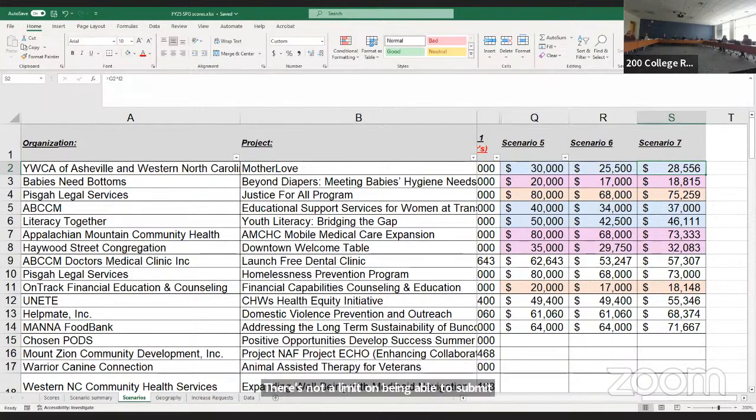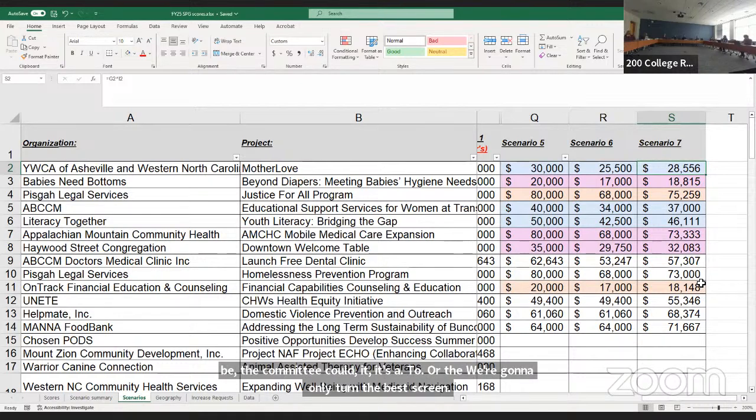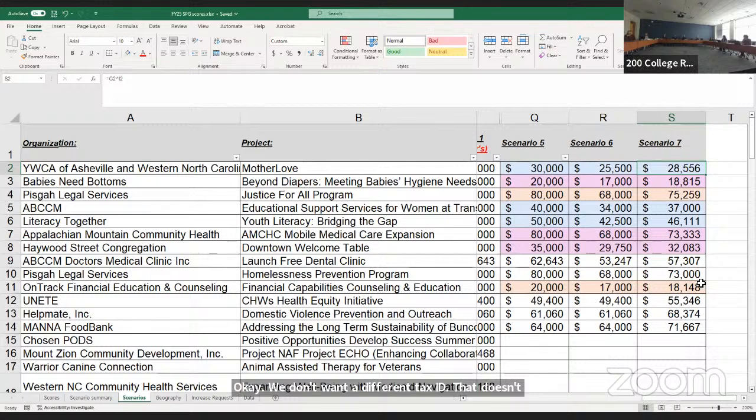The committee could say, oh, we want to institute that rule for next year, because we have too many applications. Or the committee could say, we're only gonna fund the best scoring one. Making recommendations. Well, a different tax ID doesn't really get it either, because ABCCM's medical clinic, they spin them off with different tax IDs. Yeah. They're still ABCCM.